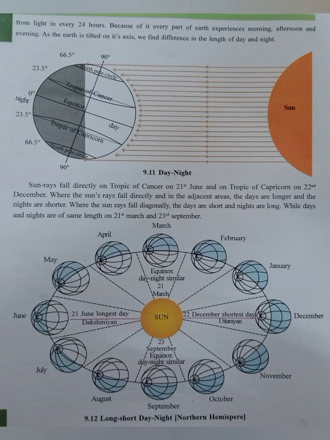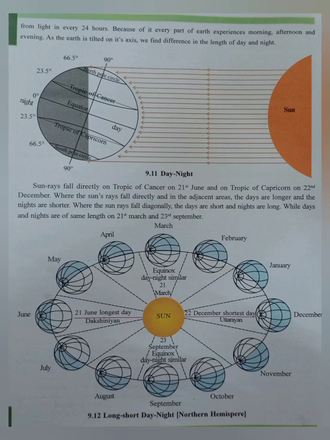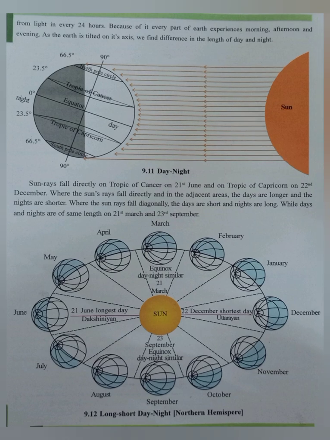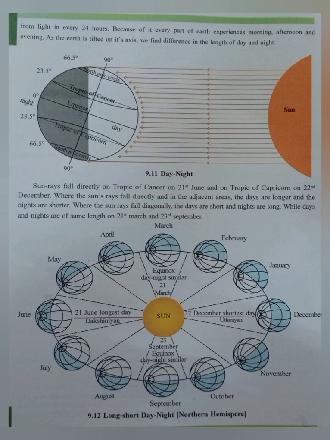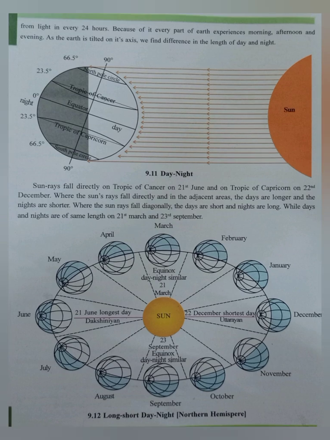So the northern and the southern hemispheres remain inclined towards the sun alternately. The hemisphere which remains inclined towards the sun remains in sunlight for more time. The day is longer there and the night is shorter. The vertical or the direct sun rays fall on the Tropic of Cancer. The northern hemisphere is inclined towards the sun, so the day is longer there and the night is shorter.